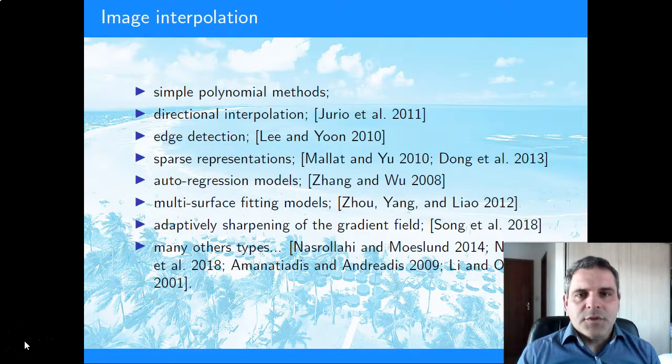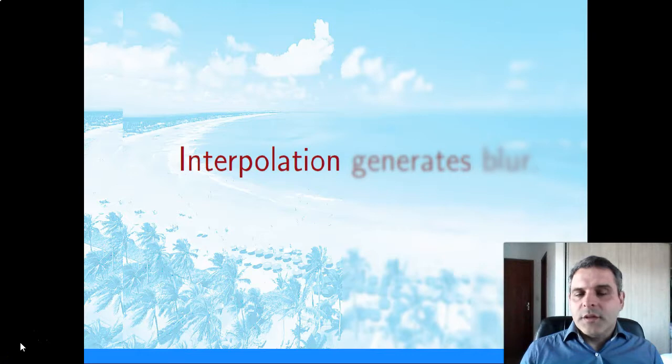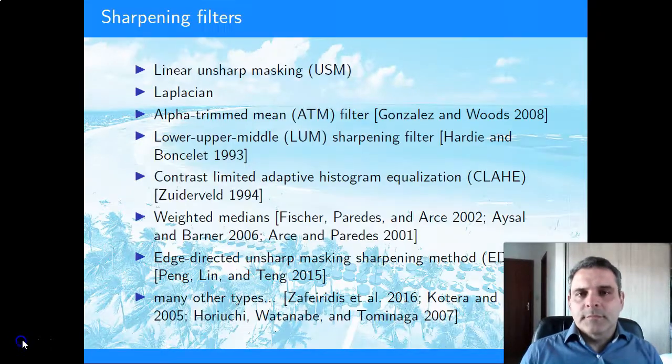There are many types of interpolation methods for image magnification, from the simple polynomial methods to others which are a bit more complex. Most of the interpolation methods have in common that the methods generate a bit of blur as a byproduct. This issue should be relatively easy to solve. One could apply sharpening filters, which is our next topic.